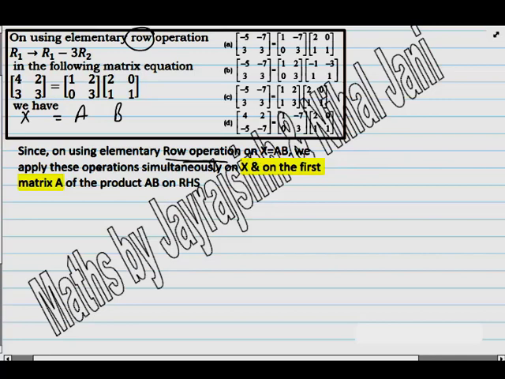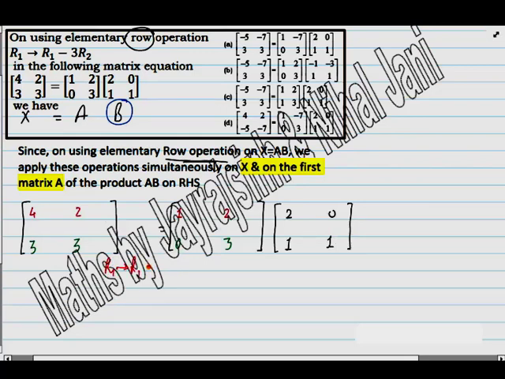So we should apply the operation simultaneously on X and on the first matrix, which is A, the product AB on the right hand side. With this operation, our B will remain as it is. Clear? Now let's apply the operation on this matrix equation. We have to apply R1 gives R1 minus 3R2, right? That means we have to multiply the second row by minus 3, then add to the first row.